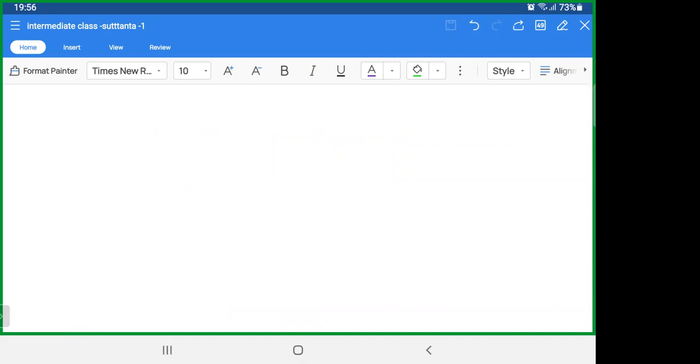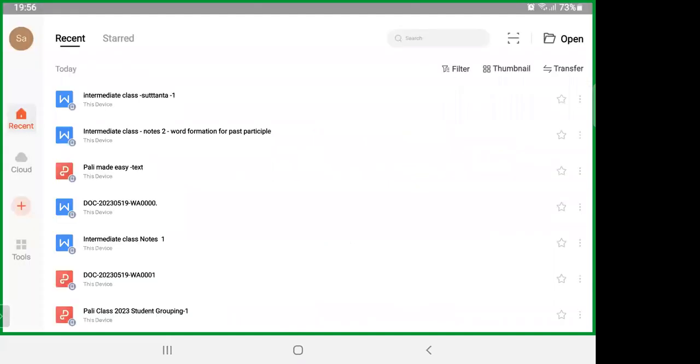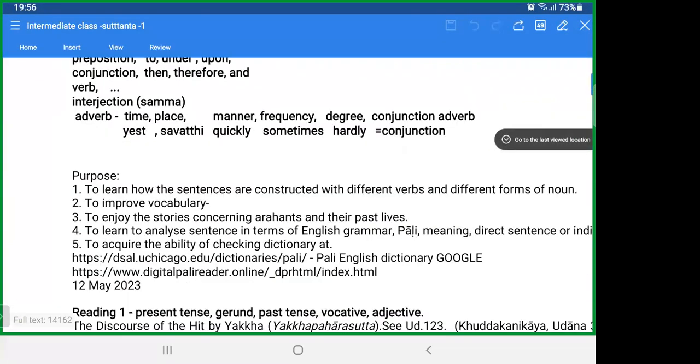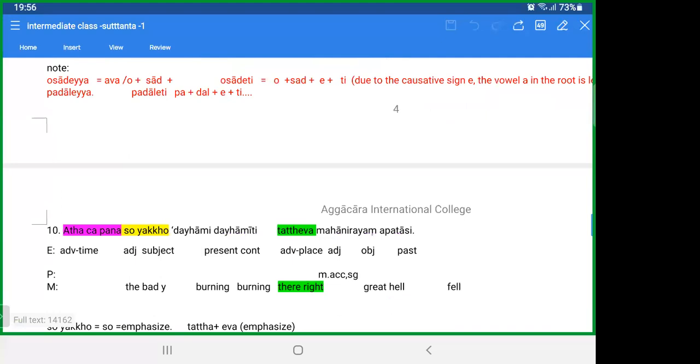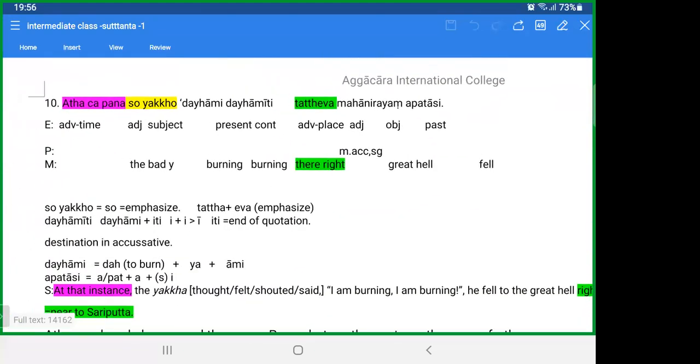Saji, I got the thought just now, the word daihami, right? Since the Yaka was thinking, or even let's say if he shouted, they say I'm burning, I'm burning. So this daihami can be in the imperative or not? I'm burning, I'm burning, is it imperative? Imperative means like I wish. Hami also can be in imperative.